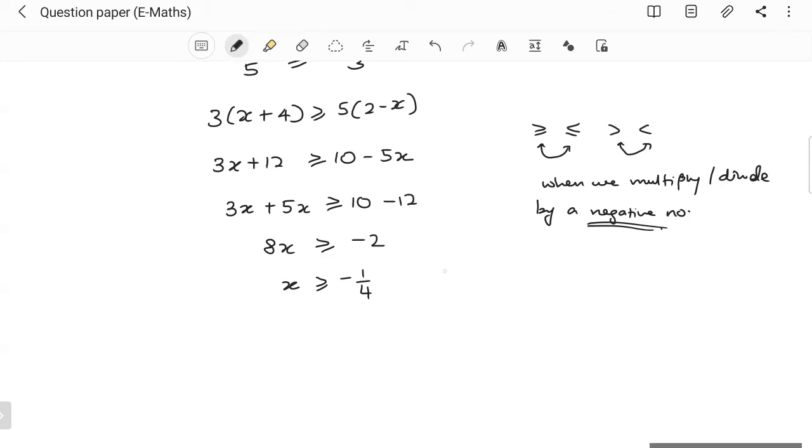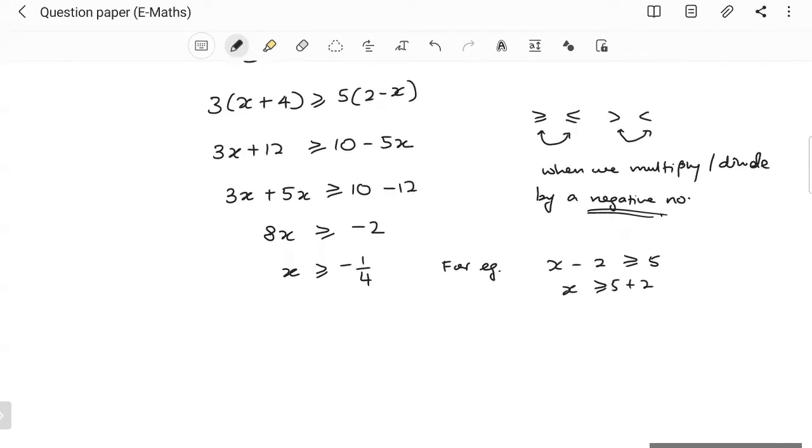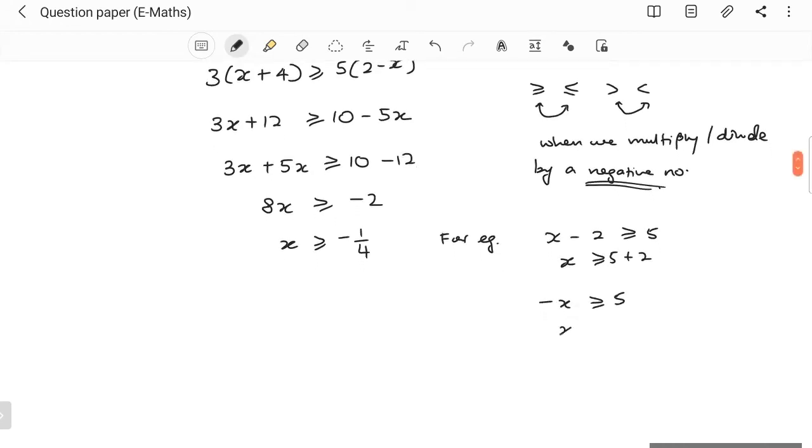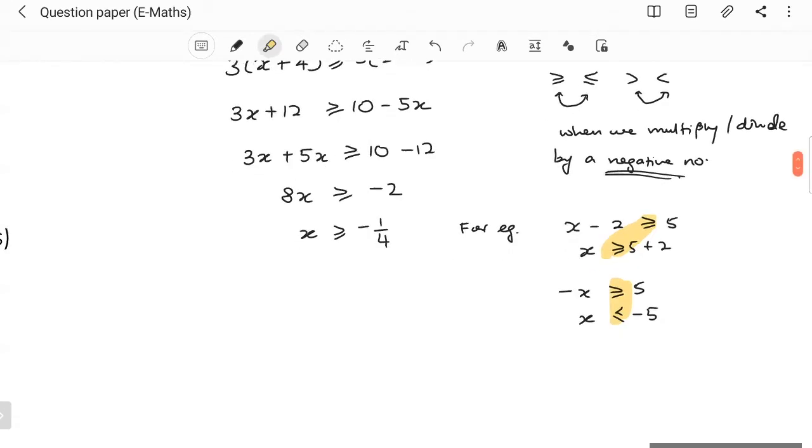For example, if I have x minus 2 more or equals to 5, when I shift it over, the sign still remains the same. I shift a negative number, it still remains the same. However, if I have negative x more than 5, and I want to form x, this is when I have to multiply by negative 1 or divide by negative 1. So in that case, I have to flip the sign. Students tend to make careless mistakes here, so just remember, we only flip when we multiply or divide by a negative number, be it negative 1, negative 2, negative 5.